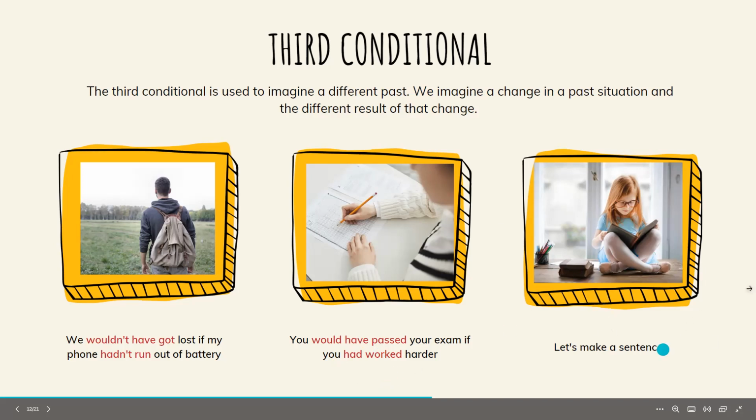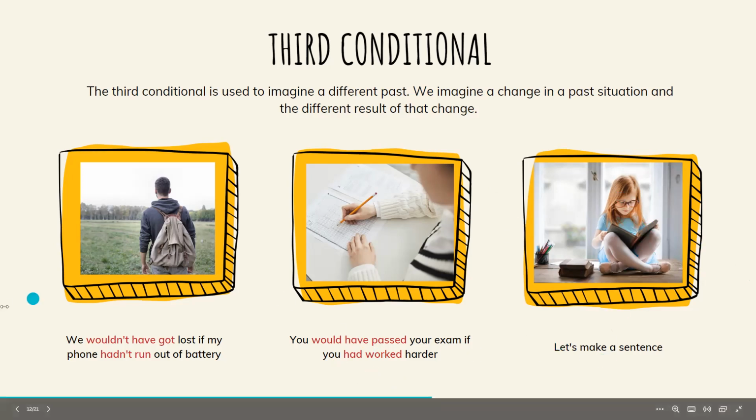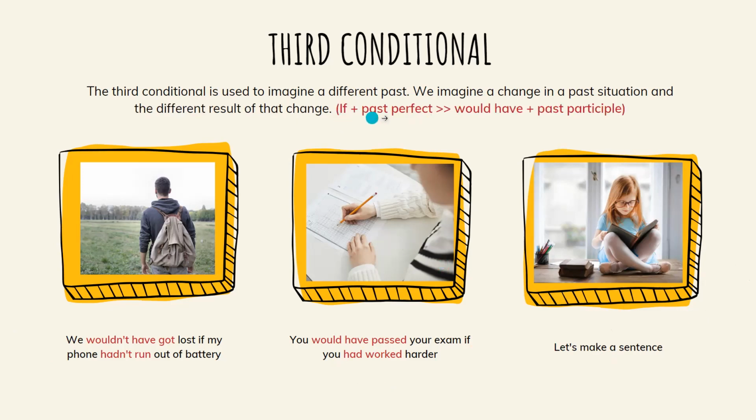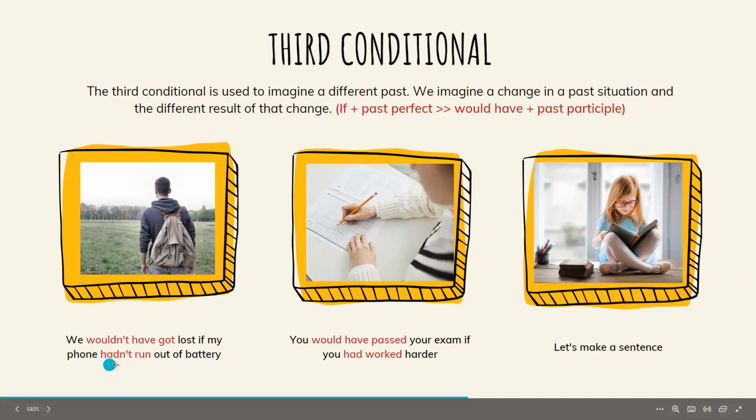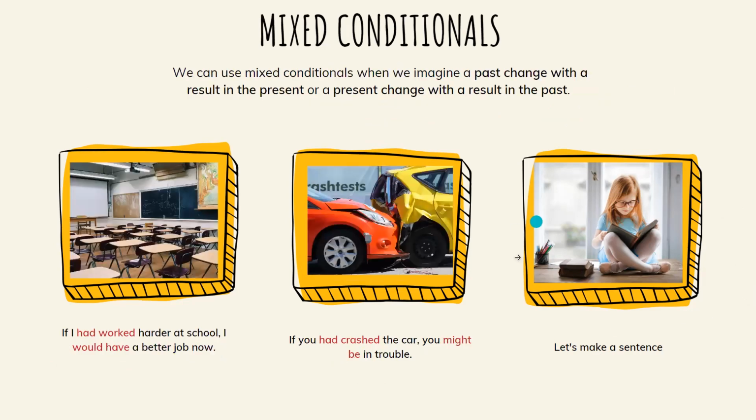So guys, now it's your turn to make a sentence with this picture again and try to guess the structure as well. So here we have the structure: if, past perfect. In the condition clause, we use past perfect. And in the result clause, we use would have plus past participle, the third form of the word.